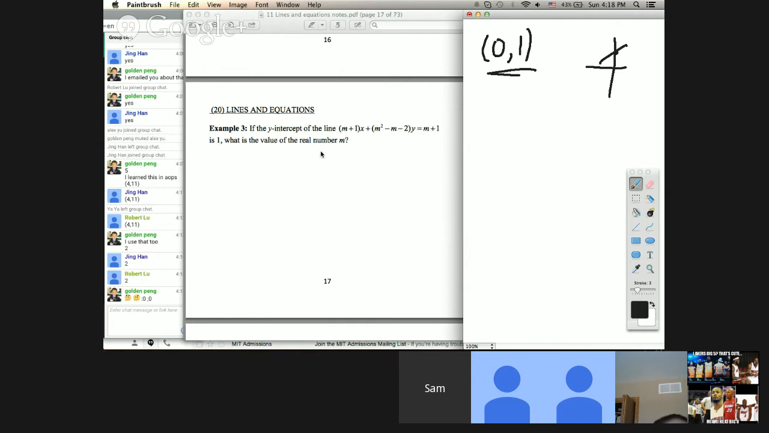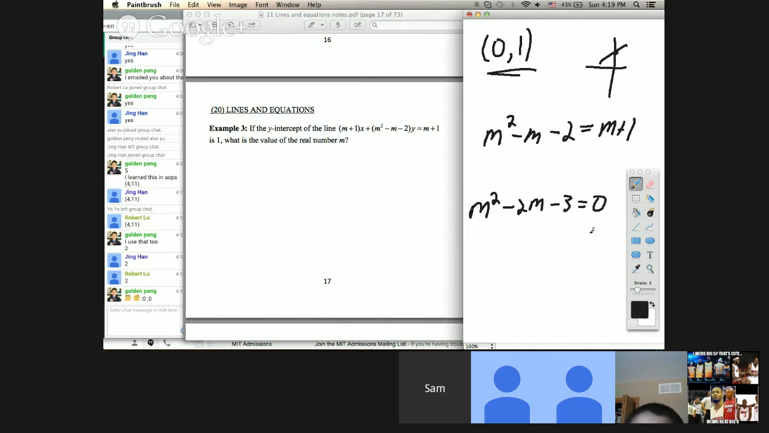So you can plug in (0, 1). So x equals 0, so this whole thing doesn't matter anymore. And then y equals 1, so it's just m squared minus m minus 2 times 1. If you times 1, it's still going to be the same. So it equals m plus 1. And then move everything over to the left-hand side. So it's m squared minus 2m minus 3 equals 0.